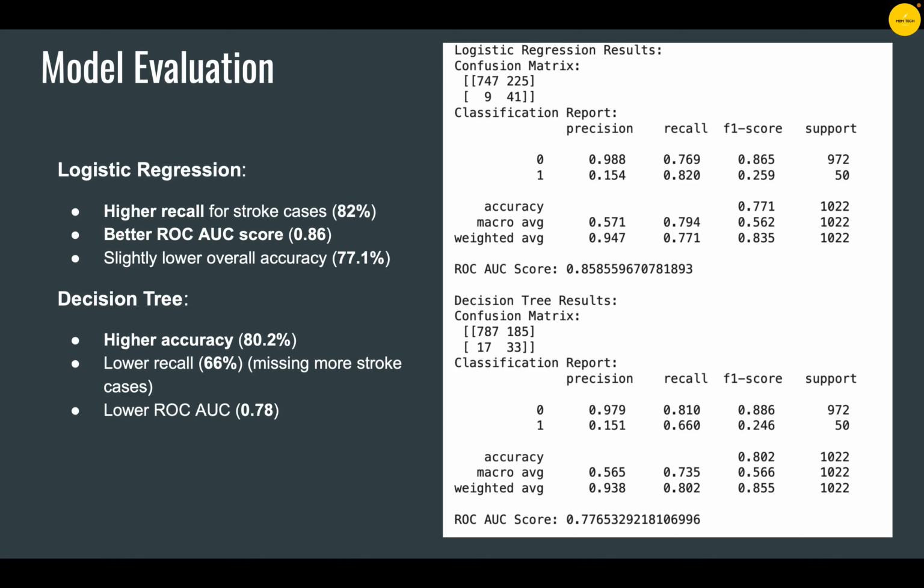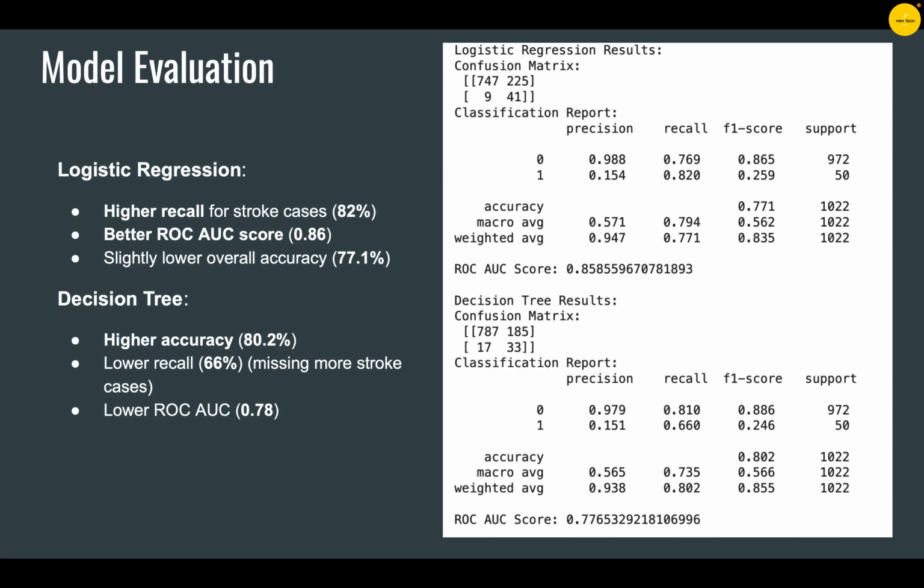In recall, logistic regression performed much better, with a recall of 82% compared to just 66% for the decision tree. We can also check the ROC-AUC score, which reflects how well the model can tell stroke cases apart from non-stroke ones. Here, logistic regression came out on top with a score of 0.86, while the decision tree only scored 0.78.